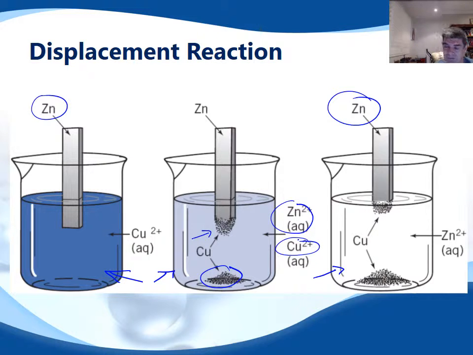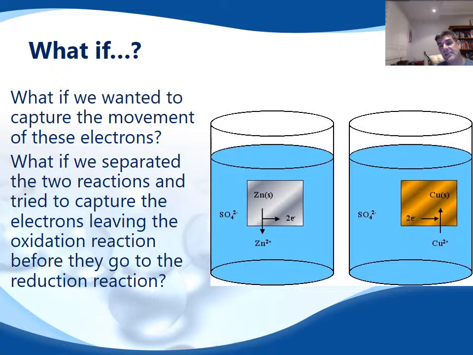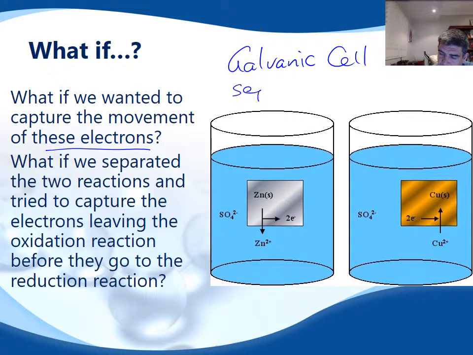So what happens if we want to actually take advantage of the fact that the electrons are moving? When we put them in the same beaker, the reaction is a spontaneous reaction, and we find that the zinc breaks down and the copper is deposited. The principle behind a galvanic cell is that we take a reaction which is spontaneous and we separate the components.